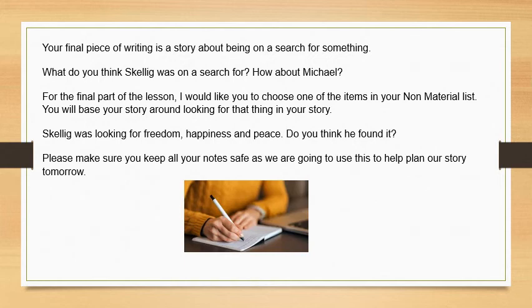So for the final part of the lesson, I would like you to choose one item in your non-material list. You're going to be basing your story around looking for that thing. So for example, if you are looking for happiness, that's what your story is going to be about. If you're looking for freedom, that's what your story is going to be about. So it's based on the one non-material theme. If you want to, you may have more than one, as long as you feel confident that you'll be able to build a story around that idea.